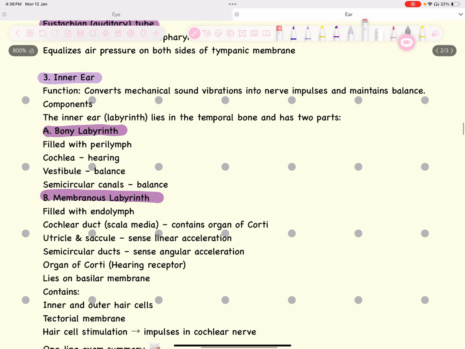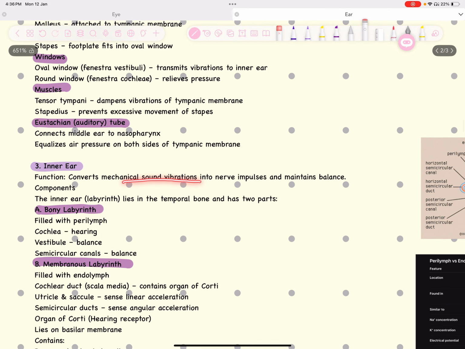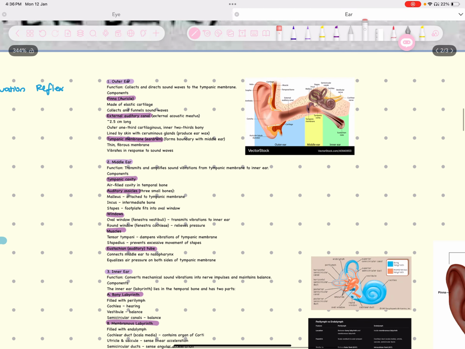Then you have the inner ear. Inner ear does what? It converts the mechanical sound vibrations into nerve impulses and maintains balance. So outer ear was collecting and directing the sound waves to the tympanic membrane. The middle ear had the tympanic cavity, auditory ossicles, windows, muscles, and the eustachian tube. This was amplifying the sound waves from tympanic membrane to the inner ear. Inner ear, why is this needed? I'll explain that in impedance matching, because there is impedance.